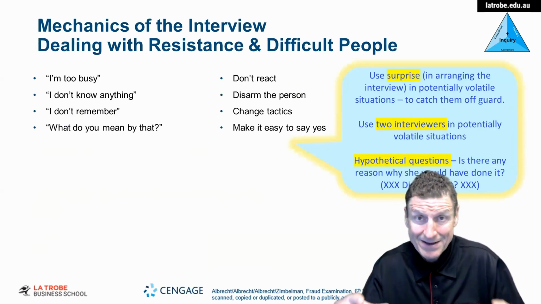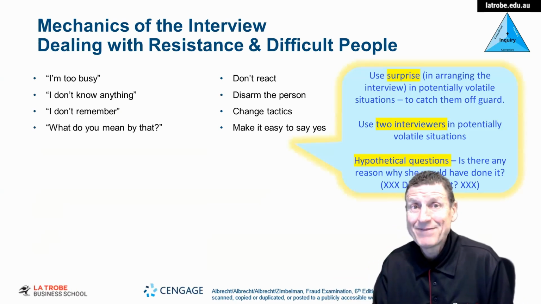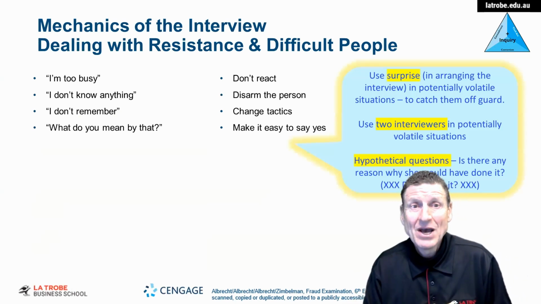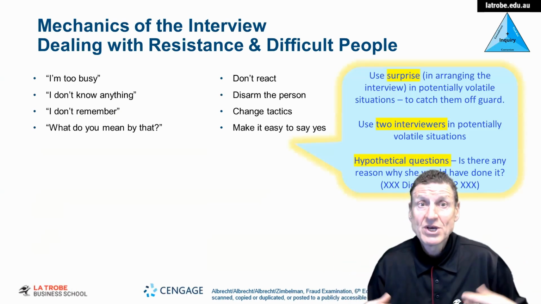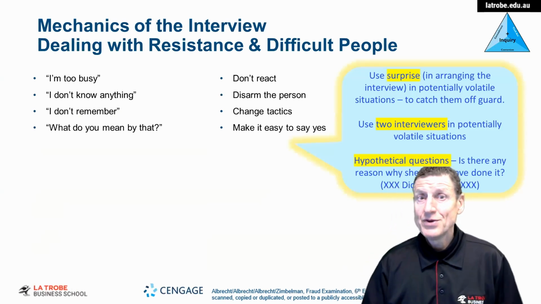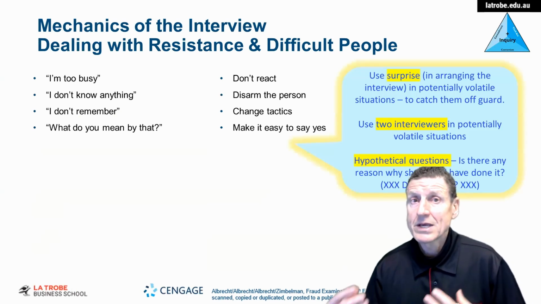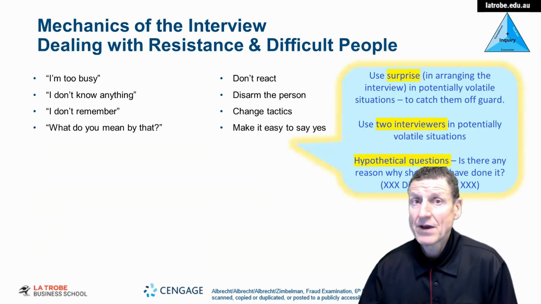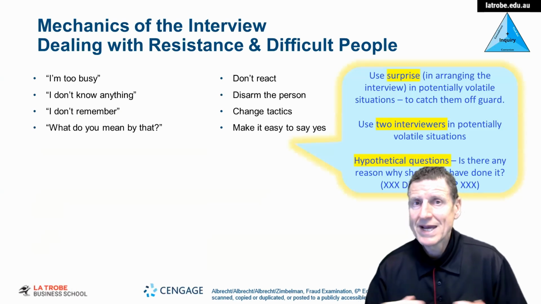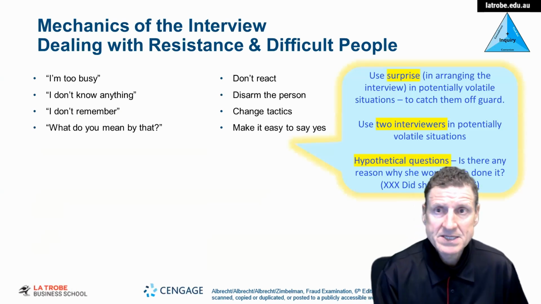And finally, in this part 2 of the mechanics of the interview, dealing with resistance and difficult people, I just want to repeat again, all right? Just be aware that they may come back at you in terms of, I'm too busy. I don't know anything. I don't remember. What do you mean by that? You need to think of how you can keep your demeanor and don't react, right? Disarm the person, all right? Go back, change tactics. Maybe you need to go from a sensitive question back to a non-sensitive question.